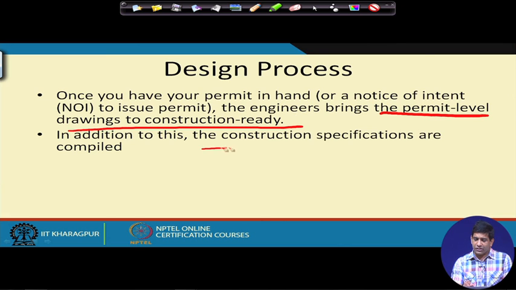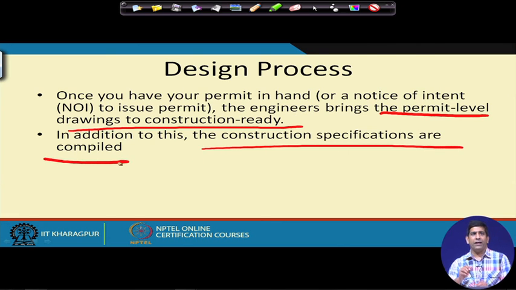In addition, the construction specifications are also compiled. You make a construction specification, like what kind of material has to be used and all those details. The bill of materials and construction needs to be worked out, and they are specified and compiled. So that goes along with that.